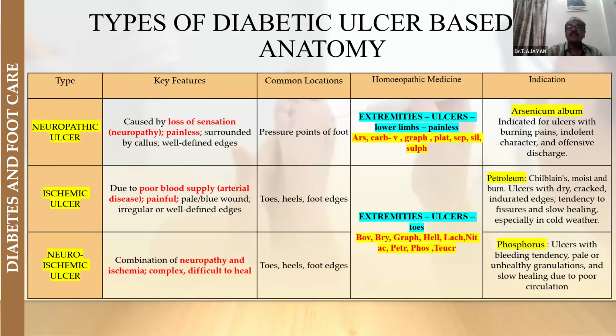Out of these, Phosphorus is one of the best medicines, especially for ulcers on the heels and foot edge, that particular area. That is, anatomy-wise, I say these are the more useful medicines: Graphites, Lachesis, Nitric acid, Bovista, Phosphorus and Tarentula cubensis.